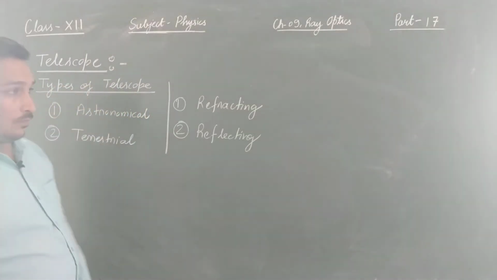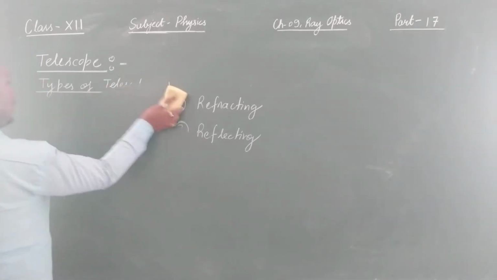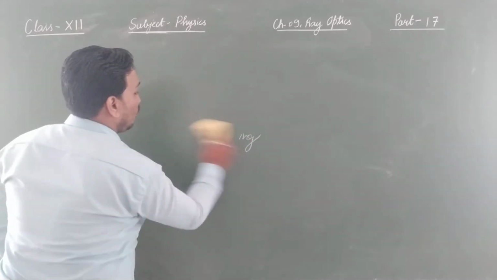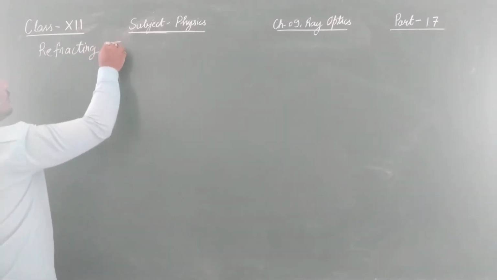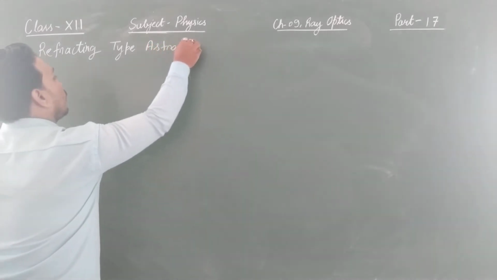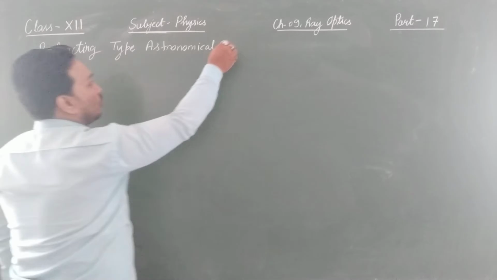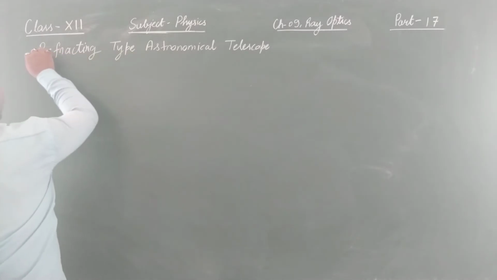So what we need to study, in our syllabus, is the refracting type astronomical telescope. That is going to be our next heading, and that is the thing we need to study. So the next thing we go on to is the refracting type astronomical telescope.